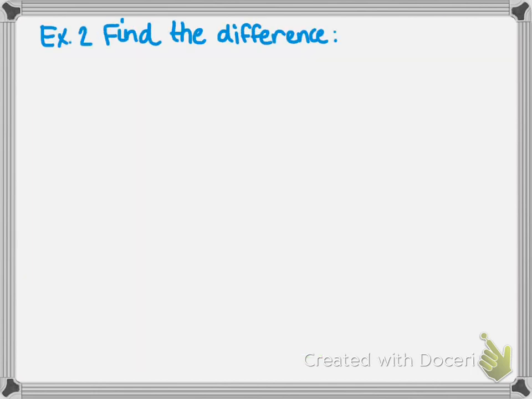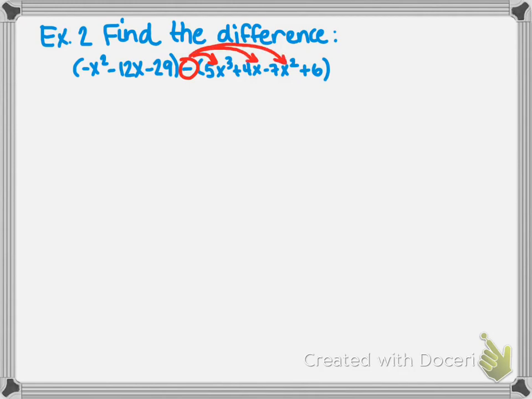Okay, so let's now find the difference between negative x squared minus 12x minus 29 and 5x cubed plus 4x minus 7x squared plus 6. So again, we're going to look at it both horizontally and vertically. So first horizontally, write the first, well, our first polynomial isn't going to change, but the second one has this negative applied to all of its terms. So I write the first polynomial, negative x squared minus 12x minus 29.